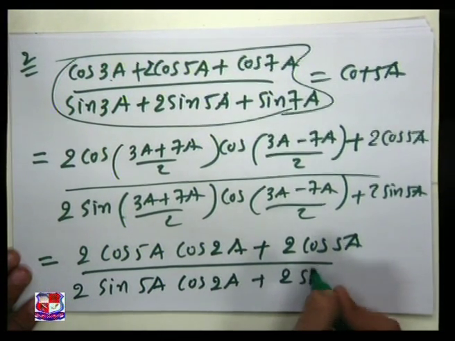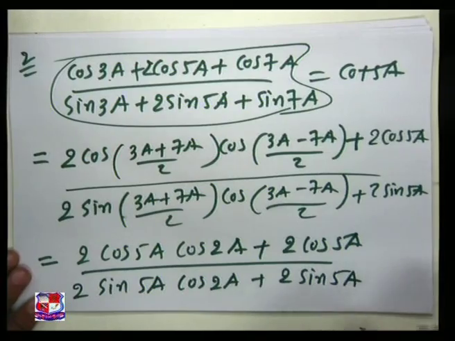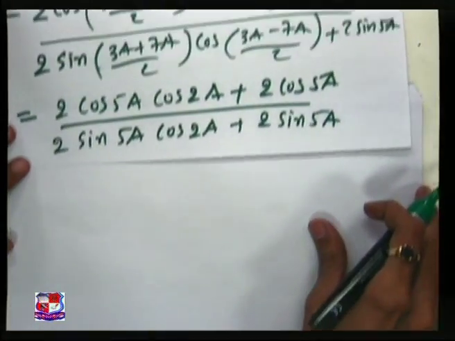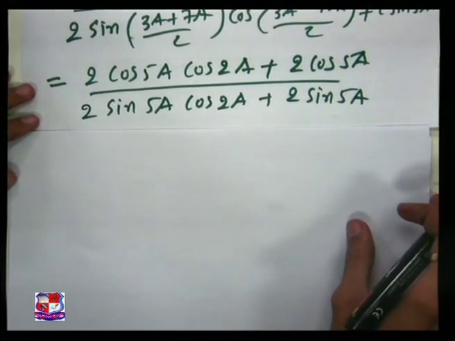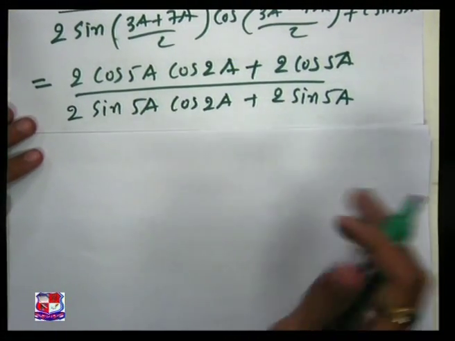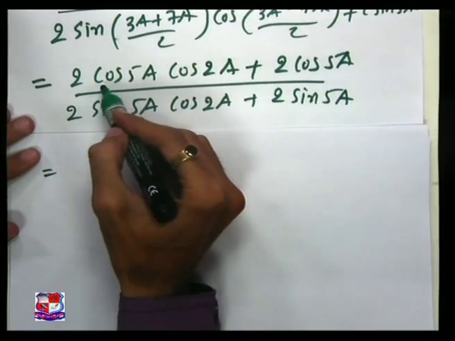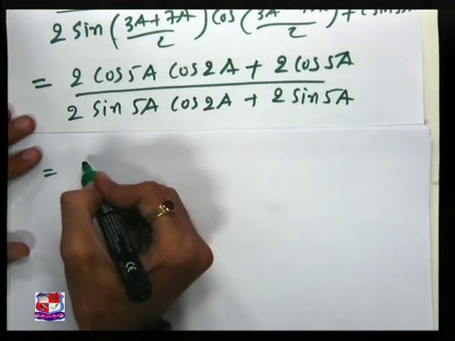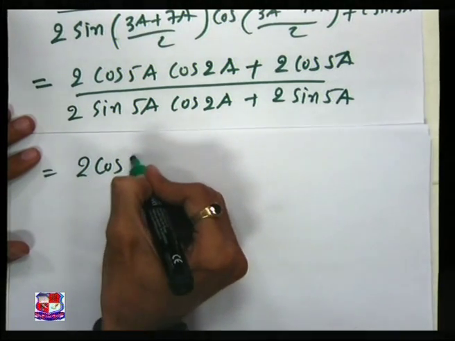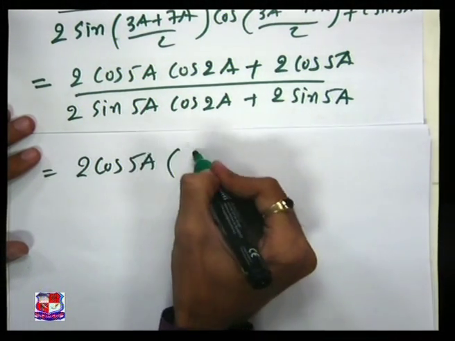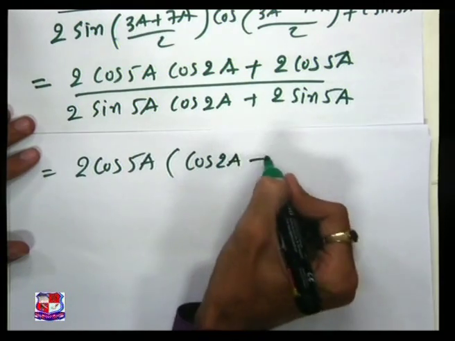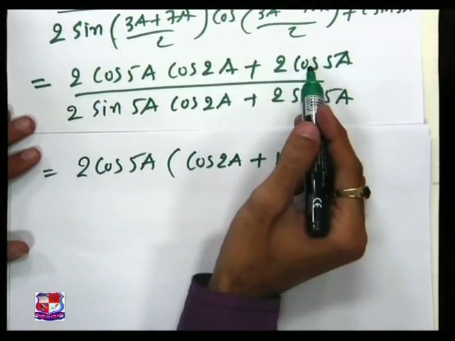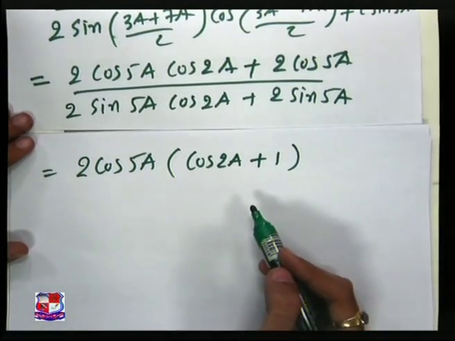Plus 2 sin πa, right? So from here we can easily give the simplification. Here this is 2 cos πa, here also there is 2 cos πa. If I take common 2 cos πa, then I will get cos 2a plus 1 in the bracket. From here this is cos 2a, from here that is 1, so cos 2a plus 1.